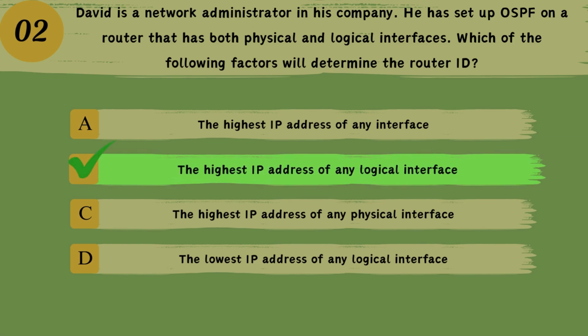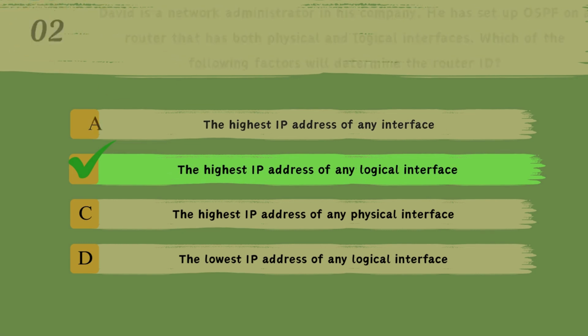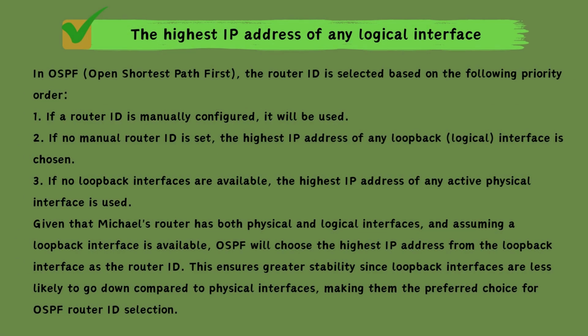Correct answer. B. The highest IP address of any logical interface. In OSPF, Open Shortest Path First, the router ID is selected based on the following priority order. 1. If a router ID is manually configured, it will be used. 2. If no manual router ID is set, the highest IP address of any loopback logical interface is chosen. 3. If no loopback interfaces are available, the highest IP address of any active physical interface is used.